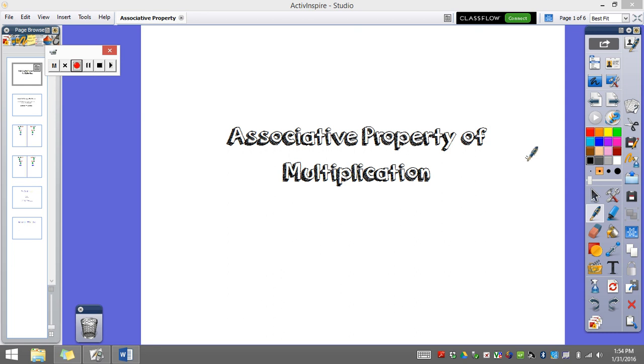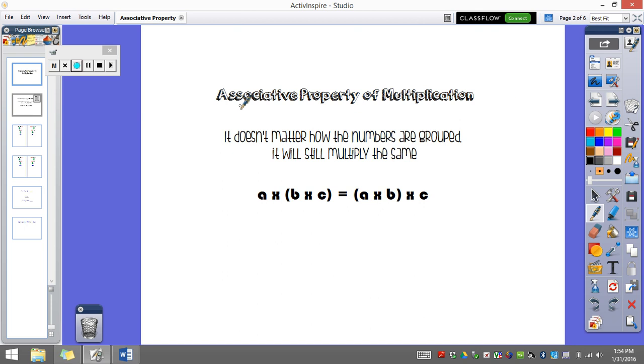The associative property of multiplication. The associative property of multiplication says it doesn't matter how the numbers are grouped, it will still multiply the same. So you can see that we have B and C, which are grouped together inside of the parentheses. We're saying B times C times A. Here, we're saying A times B, which is grouped in your parentheses, and then times C.